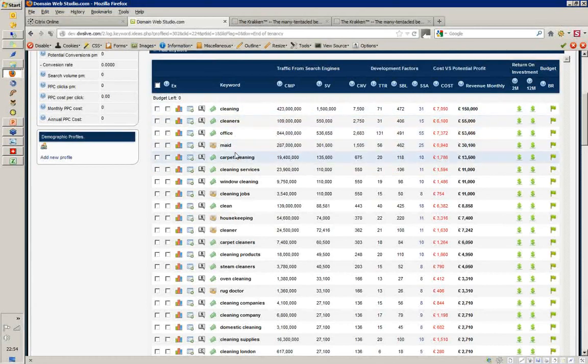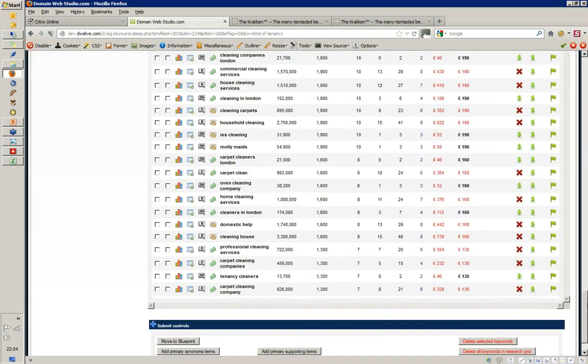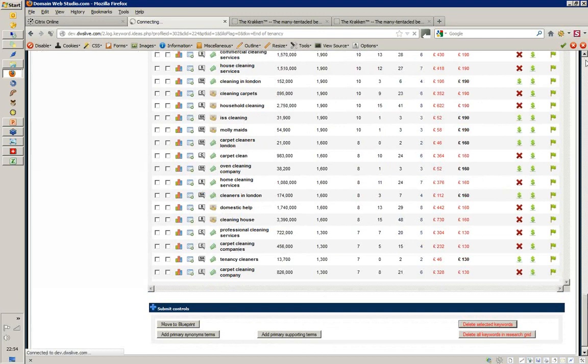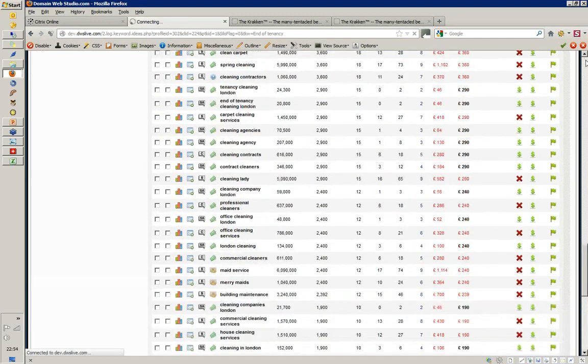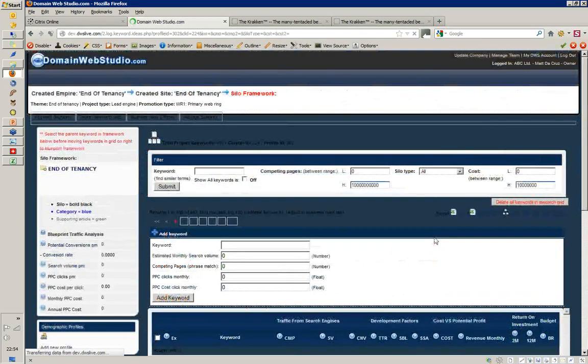So the cleaning market, that's just huge. I'm not interested in that, but I want to get rid of that, and that. It's just skewing things. So I'll just delete those quickly. And while I'm waiting for that to delete, what happens is all the best keywords float to the top, and we can see how much money they're actually worth to us. We can also start seeing how long it's going to take us to get ranked for those keywords.